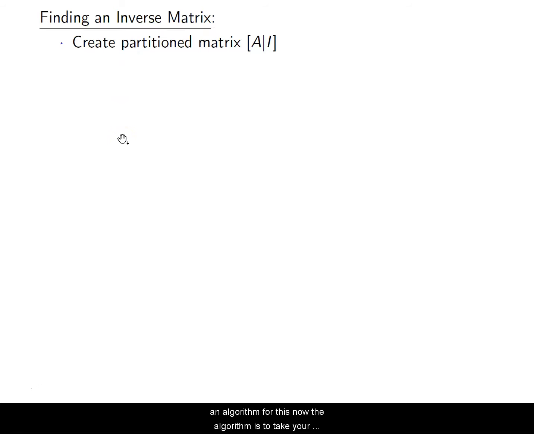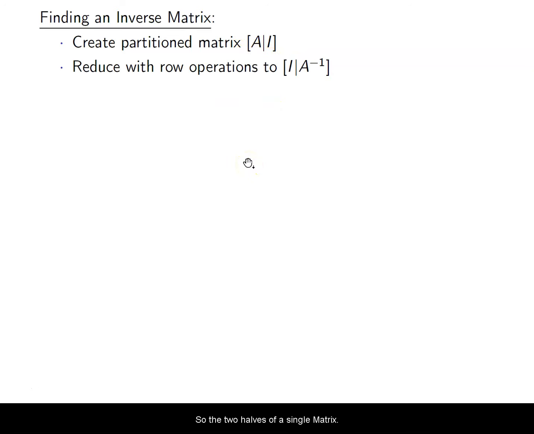So there's an algorithm for this, okay? The algorithm is to take the matrix that you want to find the inverse for, and then you partition it, and on the right side you throw in the same size matrix but the identity. So let's say you have a 3 by 3 matrix, you're going to create a 3 by 6 matrix, where half of that matrix is A and the other half is the identity matrix. Okay, so you're creating two halves of a single matrix, right?